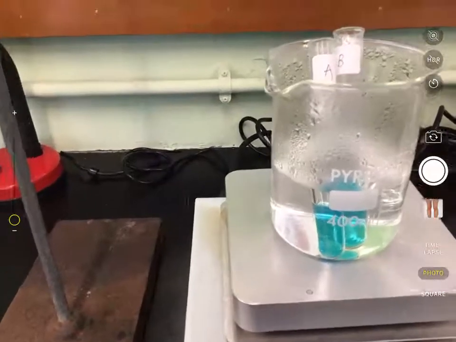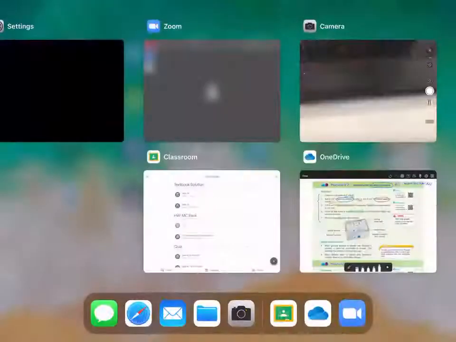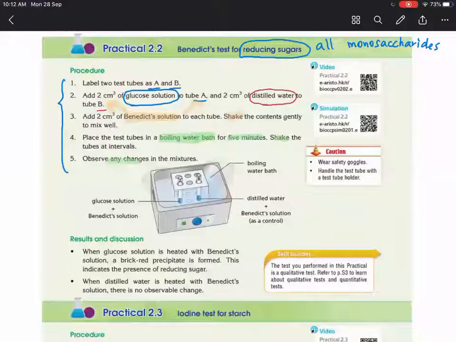Okay, what happened to the tubes? We have to wait. So I should not wait, just show you the picture. Now, we go back to the textbook. This is another testing for reducing sugar. Okay, wait, Miss Yang, now we need to wait for the results.